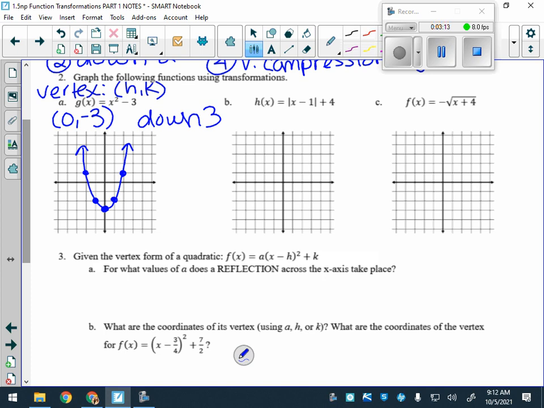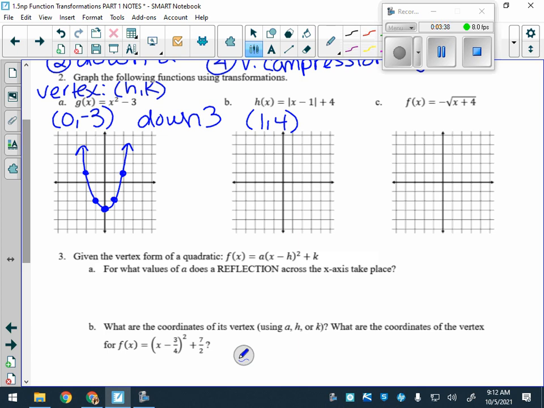Yes? Unless it tells you to. Okay. So for B, okay, what is our vertex, Josh? Our vertex... Okay, our vertex is 1, 4.